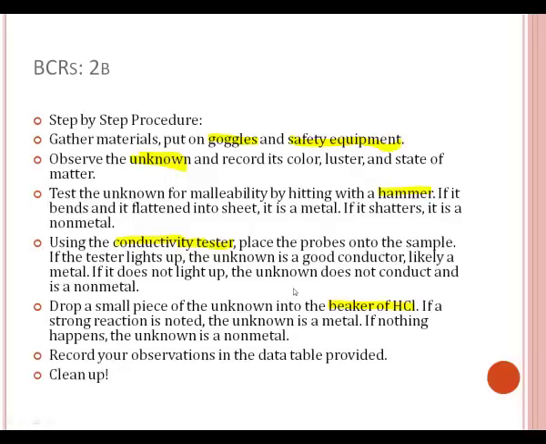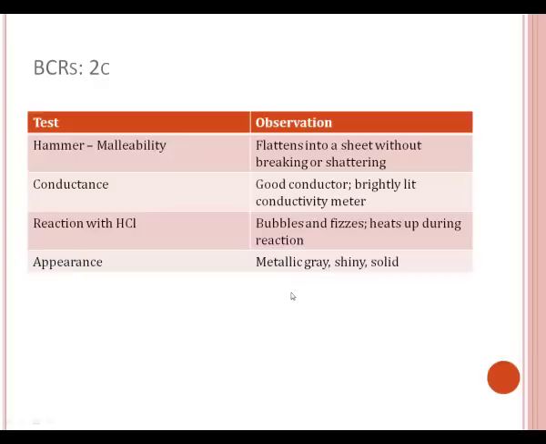So the next thing that we got to do for this PCR is to show a sample data table. So here's one that I made. Now, based on the evidence in this data table, I would conclude that my unknown was a metal. So the first test was the hammer whenever I was testing for malleability, and it flattened into a sheet without breaking or shattering. The next one is conductance. It was a good conductor, which means that the conductivity meter was brightly lit.